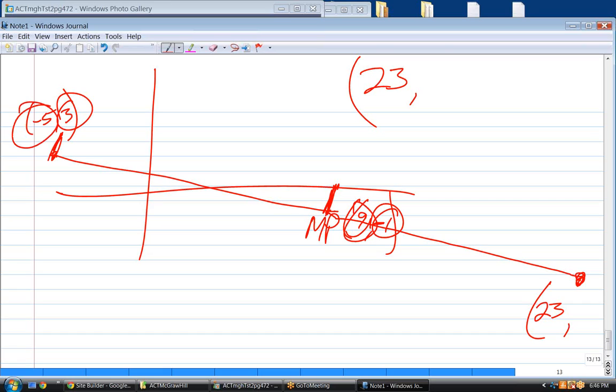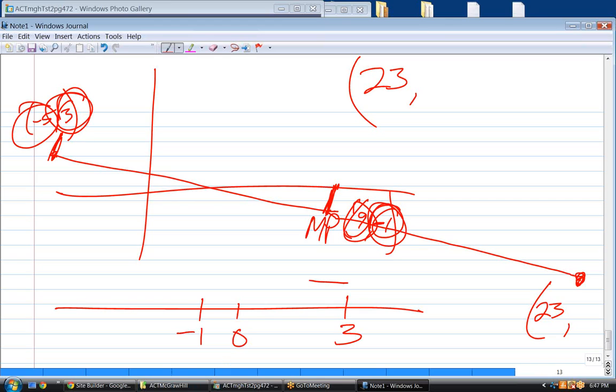Okay. Now let's look at the y-coordinates. The difference between the y-coordinates was 4, but it's going down. It's not going up. So on a number line, here's 3, here's -1, here's 0. So if I'm going down, that's the halfway point. I got to go down another 4 points to get to the final point. Well, what is this point right here if I got to go down 4 more units? -5.